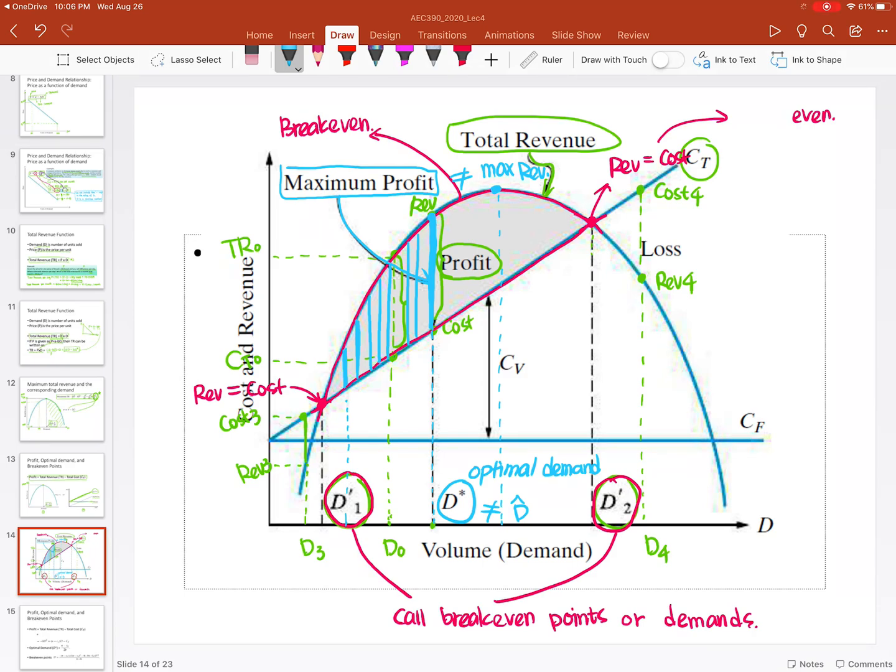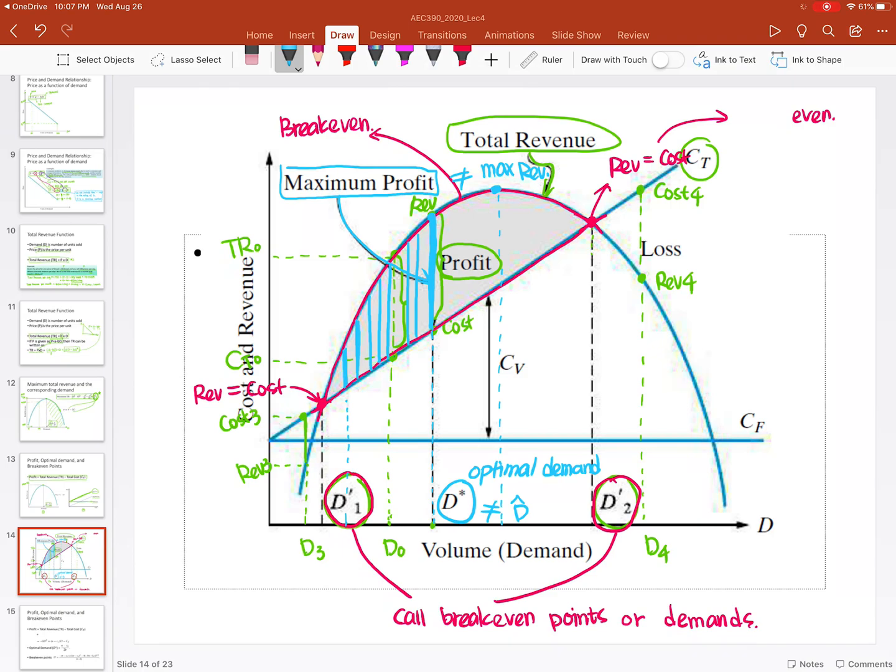I hope you can pause at this slide and then look at this chart and then try to figure out the 3 takeaways I pointed out. Okay, first, what is the gray area? Why do you only make profit within that area, not outside? And what do you call the range? It's break even. It's break even demands, the range of the break even demands.